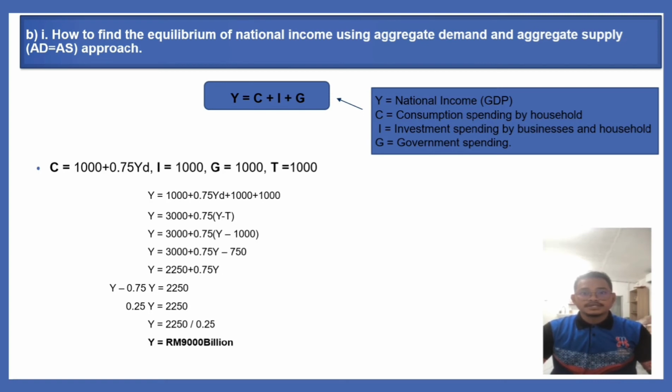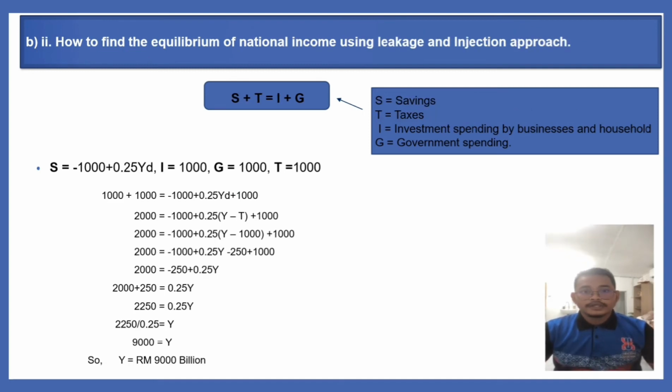To find the equilibrium for the AD equals AS approach, we will use Y equal to C plus I plus G. After the calculation, we will get the equilibrium at RM900 billion. For the leakage and injection approach, we will use I plus G equal to S plus T. After the calculation, we will get the equilibrium at 9000 billion.